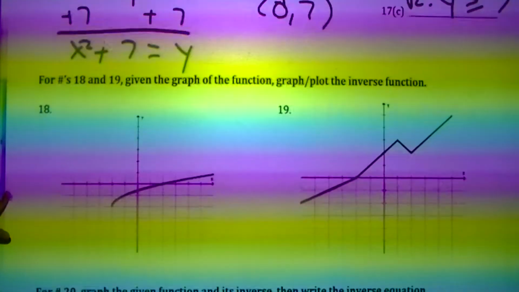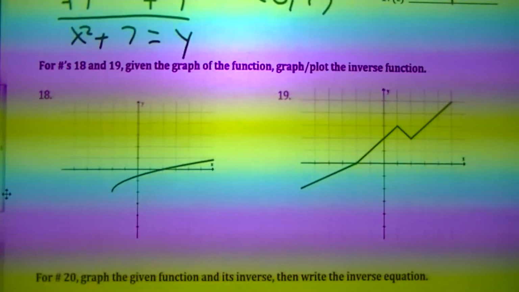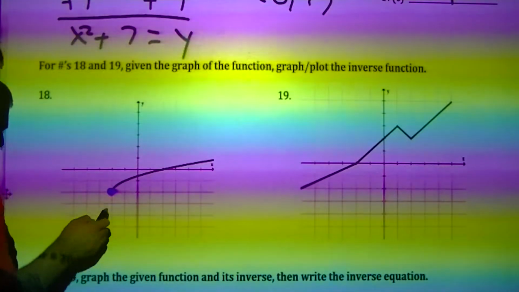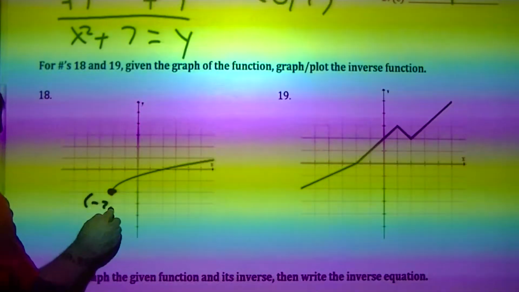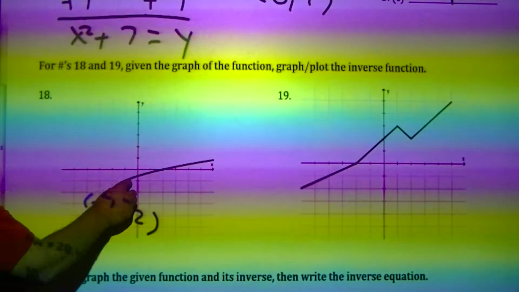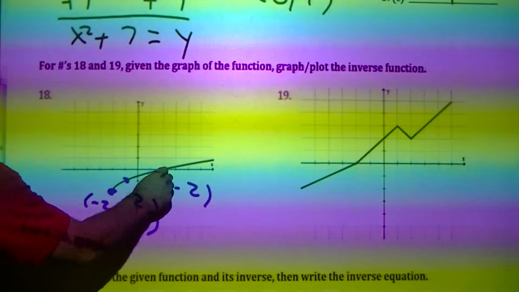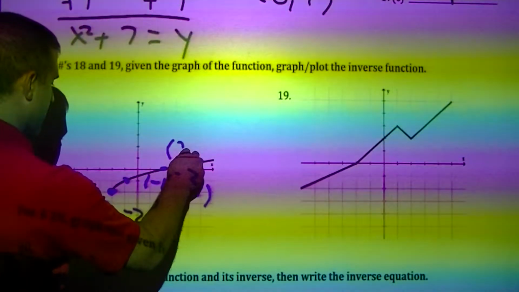Moving down to 18, given the graph of the function, plot the inverse, okay? What you should do is look for grid points. So that grid point is negative 2, all right? Actually, negative 2, negative 2. Another grid point is negative 1, negative 2. Another grid point here is 2, 0.